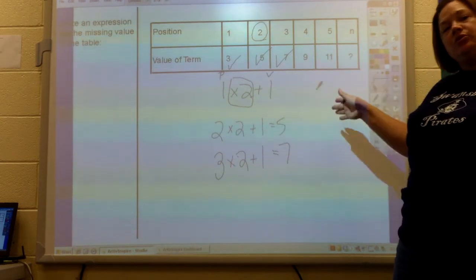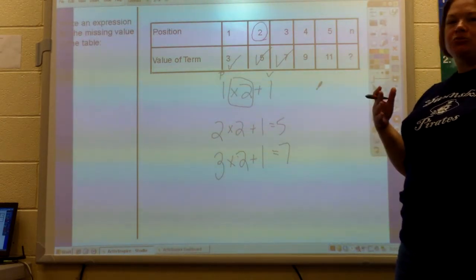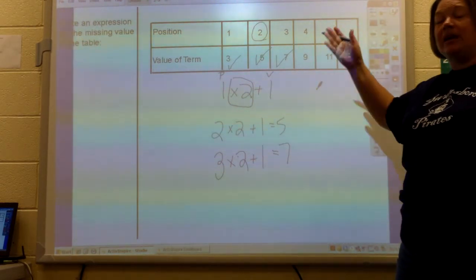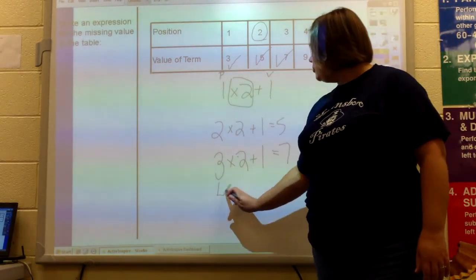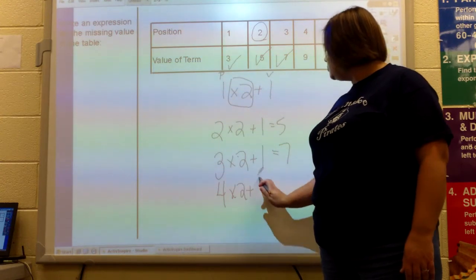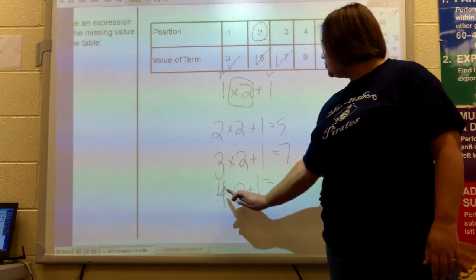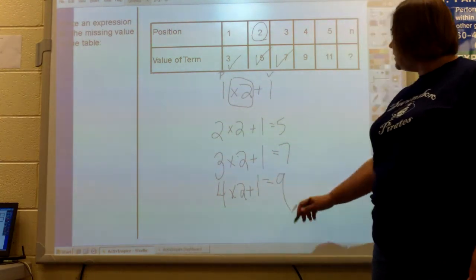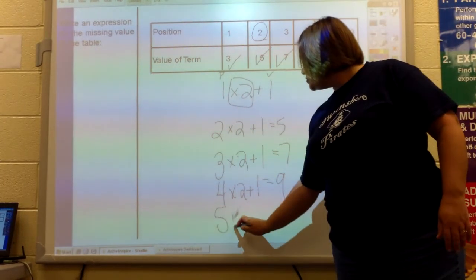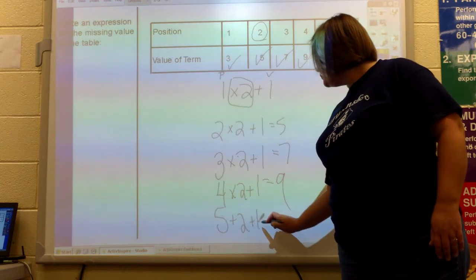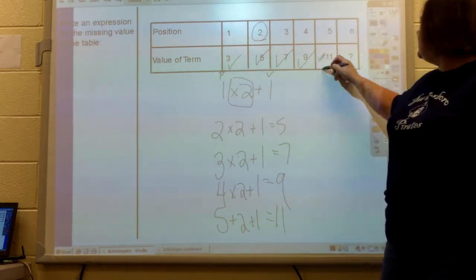You've got to keep trying other ones on your table, not just 2 or 3, because it may work for 2 or 3, but not the rest of them. So let's try 4. 4 times 2 plus 1 equals, 4 times 2 is 8 plus 1 is 9. Yes, that works. 5. 5 times 2 plus 1 equals 11. Yes, that works.